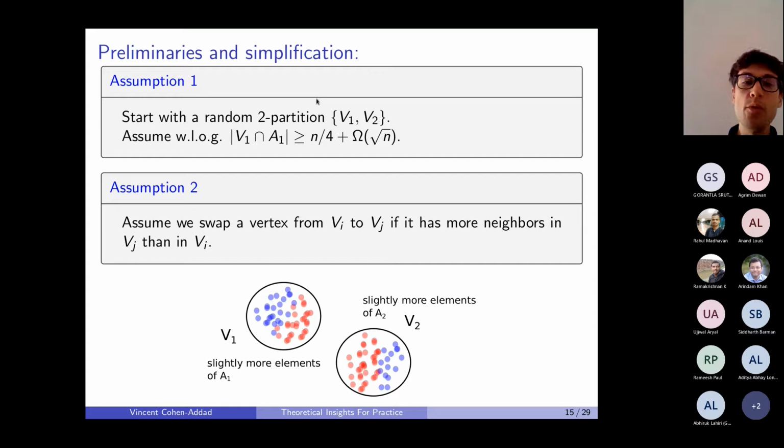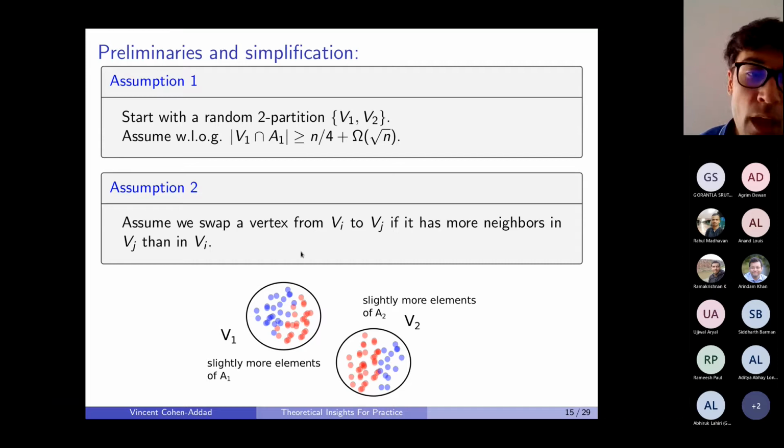And of course, without loss of generality, if we start with a random 2-partition, we know that, let's say, the side V1 has slightly more vertices of A1 than V2. We can assume that: if I just toss a coin, one of the two is such that this is happening, and the other one satisfies the analogous thing for A2. So I might assume that V1 has slightly more vertices of A1. Okay.